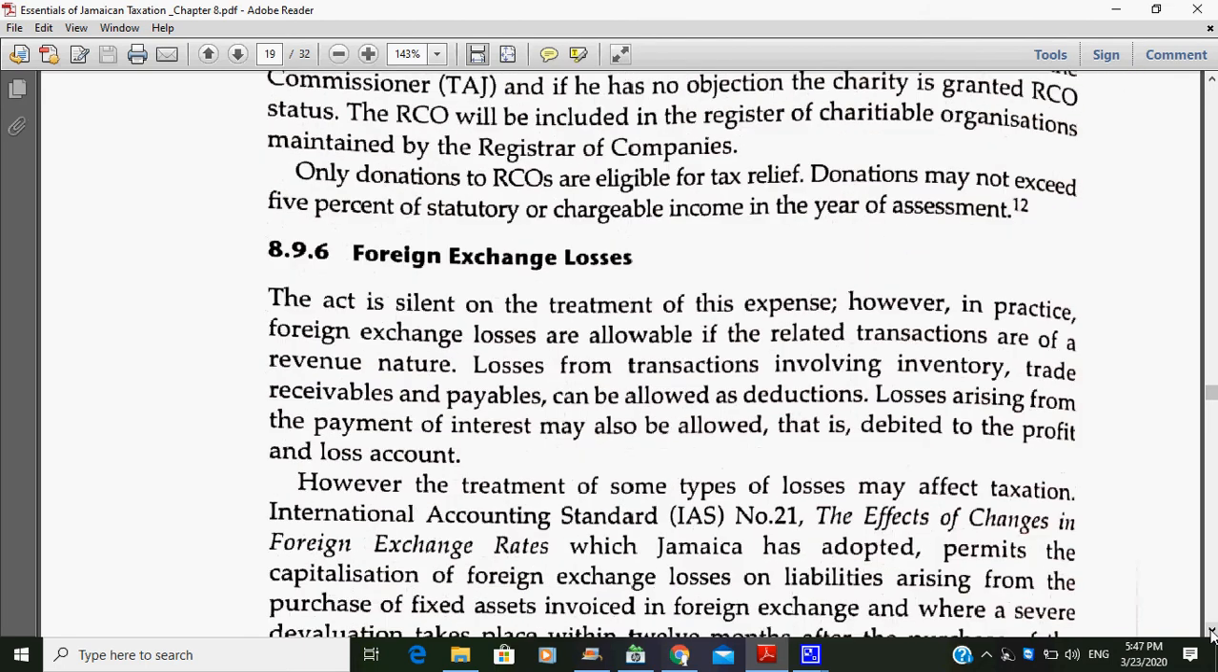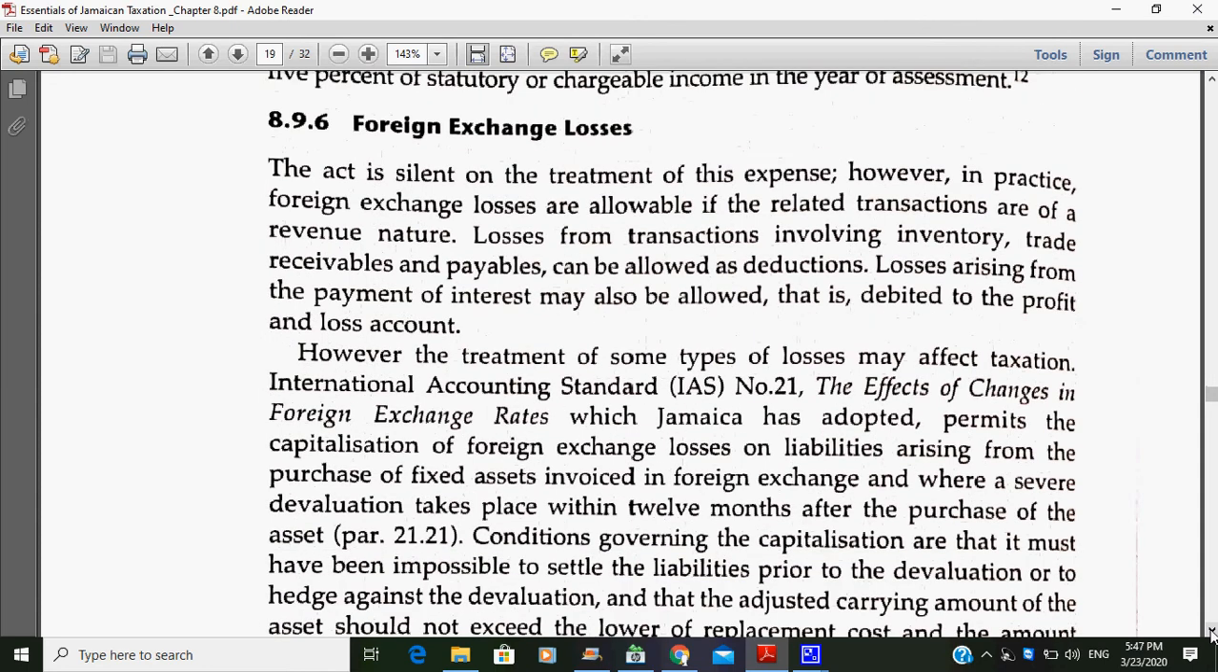Then you have foreign exchange losses. The act is silent on the treatment of this expense. However, in practice, foreign exchange losses are allowable if the related transactions are of a revenue nature. Losses from transactions involving inventory, trade receivables, and payables can be allowed as deductions. Losses arising from the payment of interest may also be allowed. That is debited to the profit and loss account. Alright.